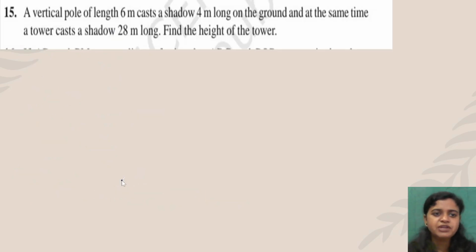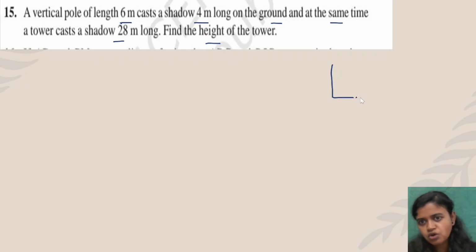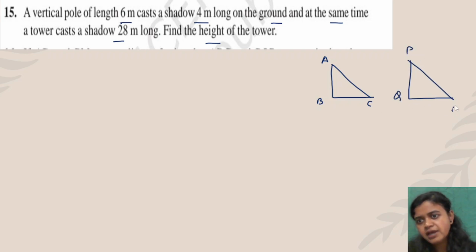Now question number 15. A vertical pole of length 6 meter casts a shadow 4 meter long on the ground, and at the same time a tower casts a shadow 20 meter long. Find the height of the tower. So here we can draw a pole and this is its shadow, A, B, C, and this is the tower, suppose P, Q, and R.